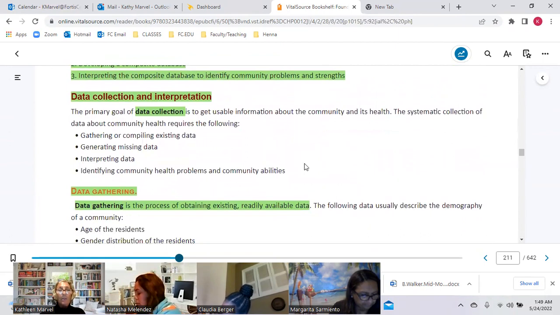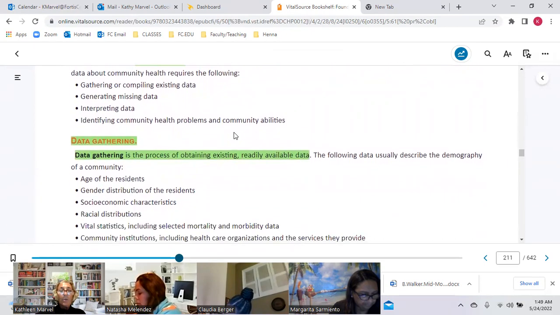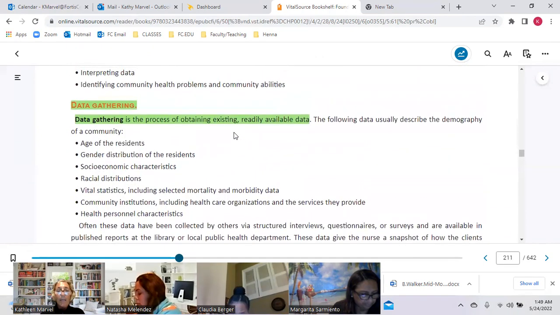Next is data collection and interpretation. Okay, and there's two things we need to know here. Okay, well, data collection is simply to gather information about the community. Okay, but there's a difference. Okay, there's data gathering and there's data generation. Let's talk about data gathering first. We need to know the difference. So data gathering, you're gathering together, I call it existing readily available data. So you're just gathering up what we already have.